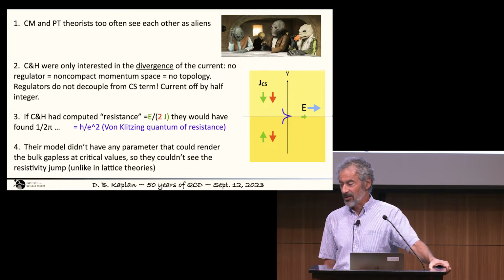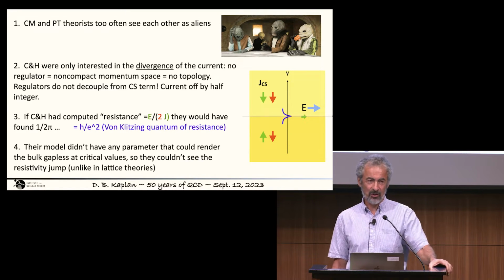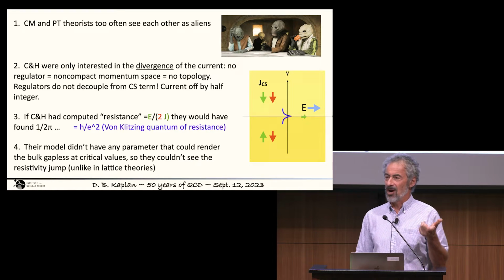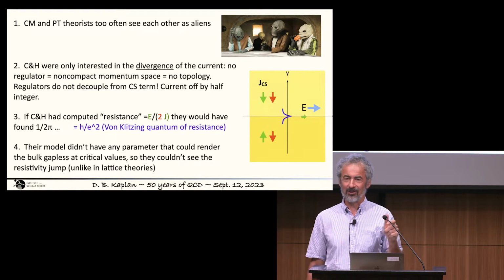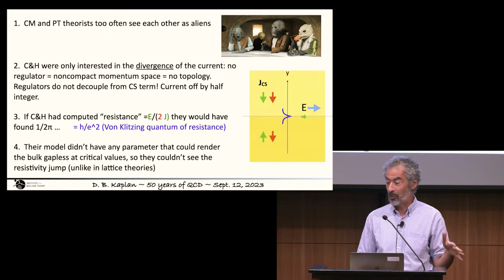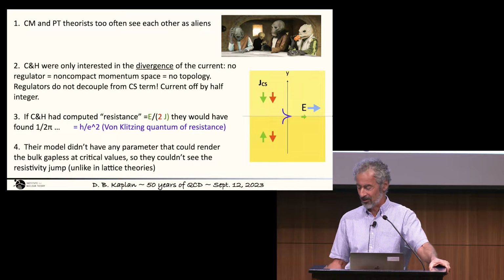And finally, and this is probably one of the most important things, they had such a simple UV to their theory, no regulator. They didn't have any knobs to turn that would allow them to see the current jump. That was only when we put in the Wilson fermions with the extra term that it surprised us by showing that you could make the current jump like that.